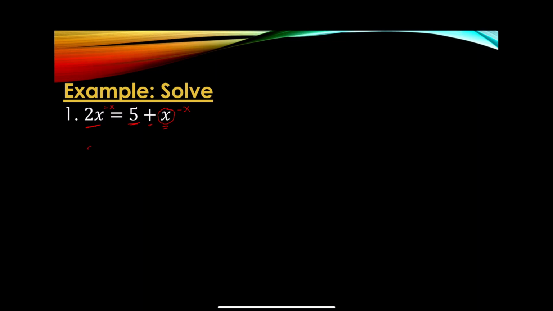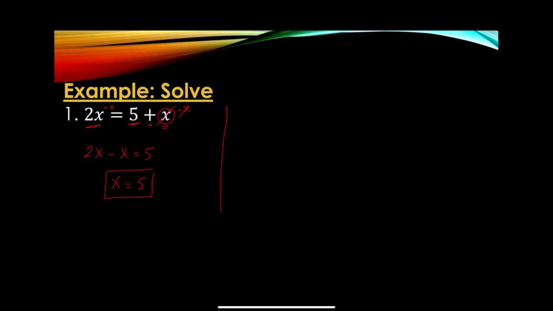So the new equation will be 2x minus x equals 5, and the x's here and here will be cancelling. So 2x minus x is x equals 5. So the answer is 5.